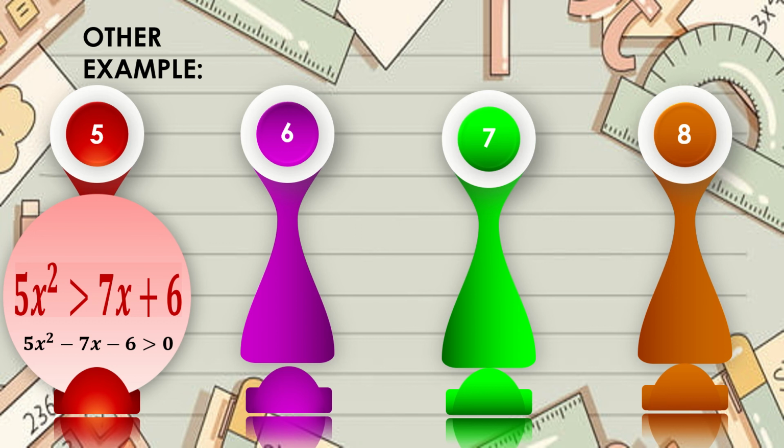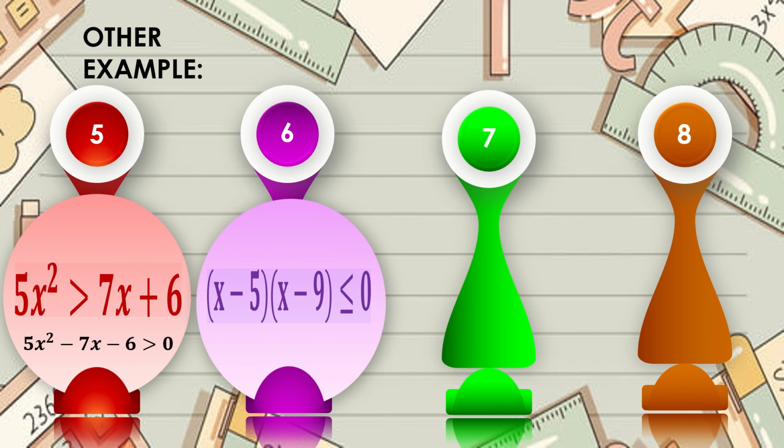And then since it is a second degree polynomial, it is quadratic and it uses the inequality sign which is greater than, so that is a quadratic inequality. Number 6, we have x minus 5 times x minus 9 is less than or equal to 0. When we simplify this, it will become x squared minus 14x plus 45 is less than or equal to 0. So it is quadratic and it is also an inequality because of the inequality sign less than or equal to.